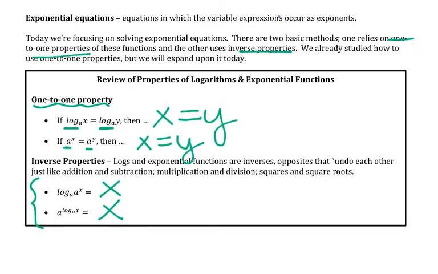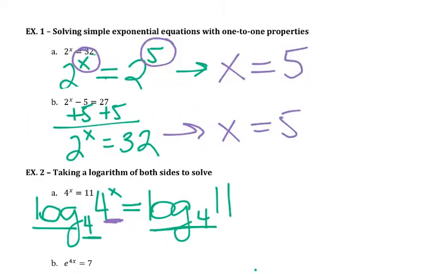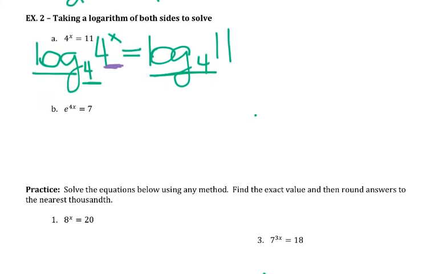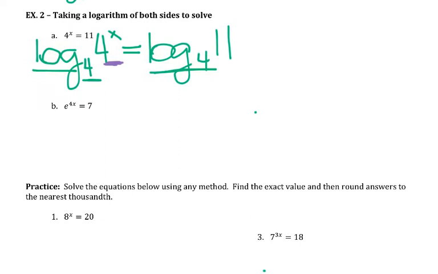I'm using this property, this inverse, where if you take a log base a of a, the log and the a cancel, leaving you only with the exponent of x. So here in 2a, we've got log base 4 of 4. Because these are inverses, this cancels, leaving you only with x. So you have x equals log base 4 of 11.